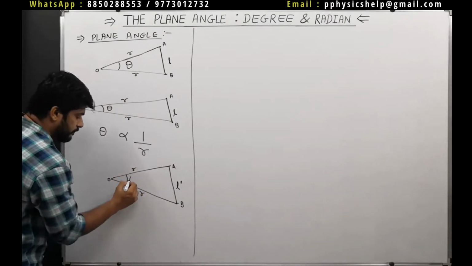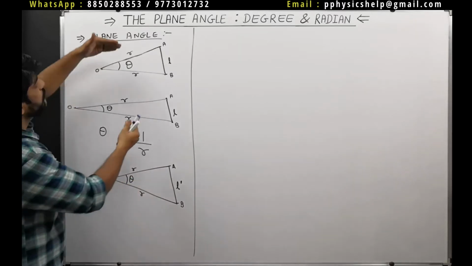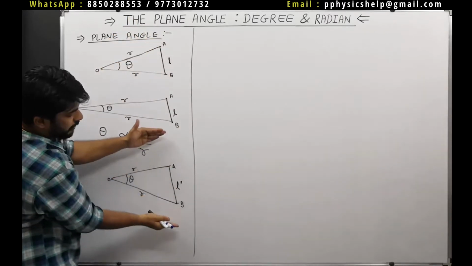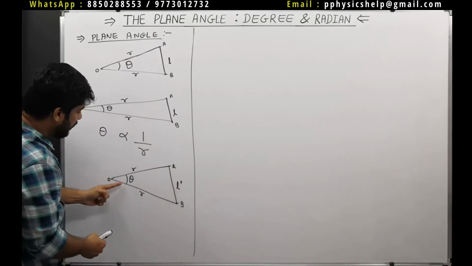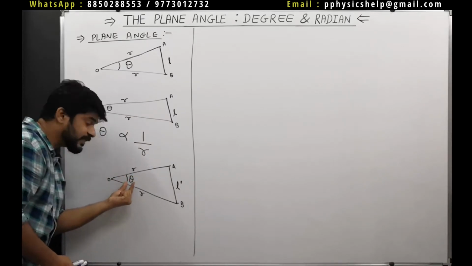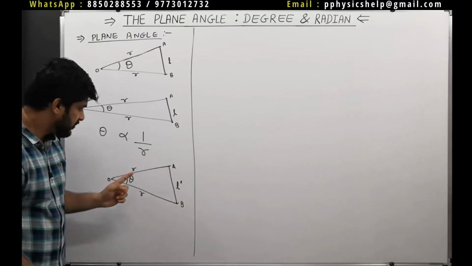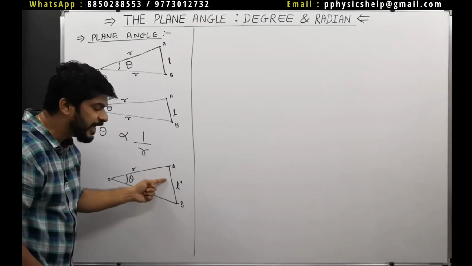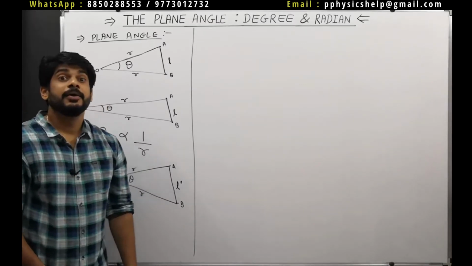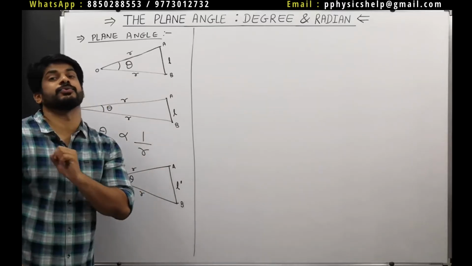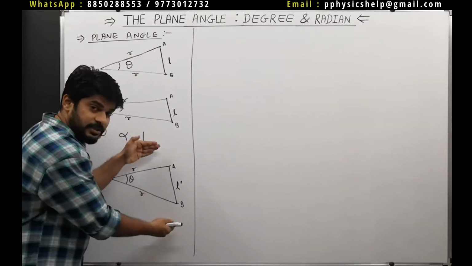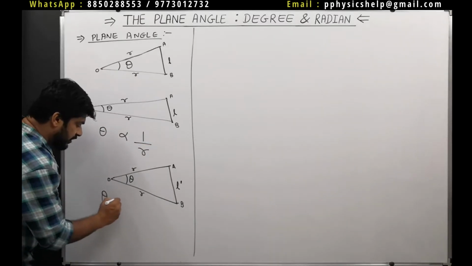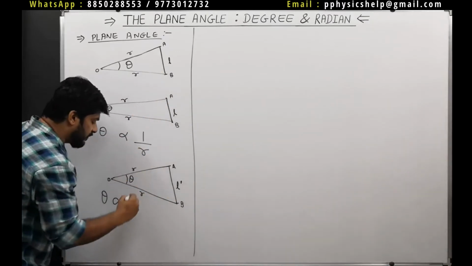Now you can check here. We have the same kind of diagram. Only thing is, this line had a small length, this line has a large length, and in this case you can observe that this angle is greater. That means the angle depends on the length of this line also. More the length, more is the angle, isn't it? So theta is directly proportional to the length.